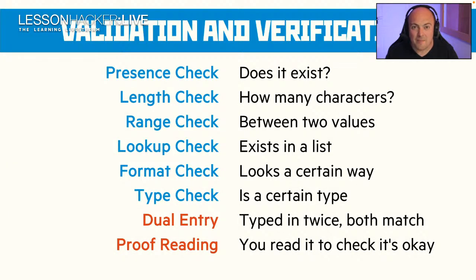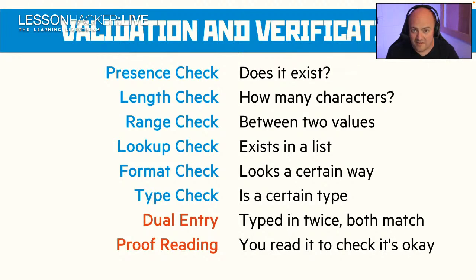So it's one of a number of items. Usually it's going to be something like gender or title or country or location, something like that. A format check is where it looks a certain way. A good example of that is an email address. There's also an at symbol in the middle. A type check is that it's a certain type. We are looking to see if it's like an integer or a string or something like that.